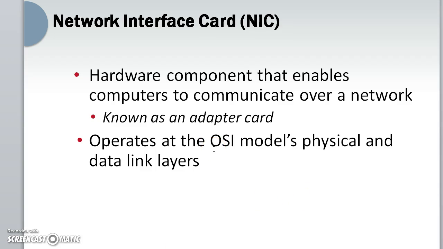Now here we will talk about types of networks. There are 3 major types of network: local area network, wide area network, and metropolitan area network. In all of these networks, computers are usually connected to the network via a network interface card, or NIC. A NIC is a hardware component that lets computers communicate over a network. Sometimes we call that an adapter card as well. And it's a physical link between a network and the workstation.